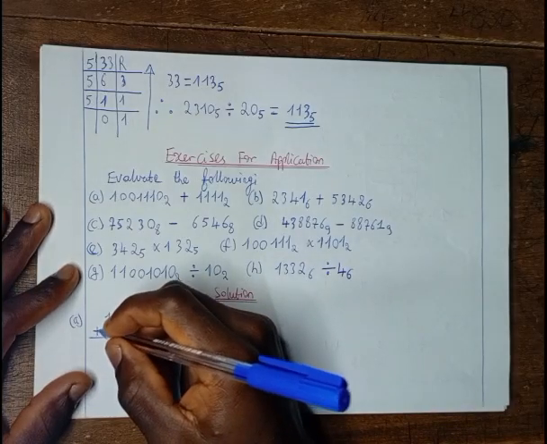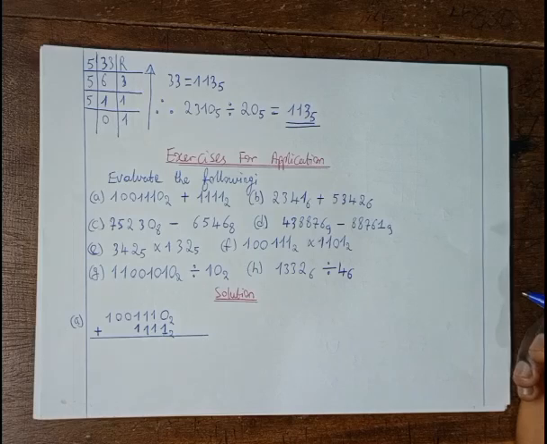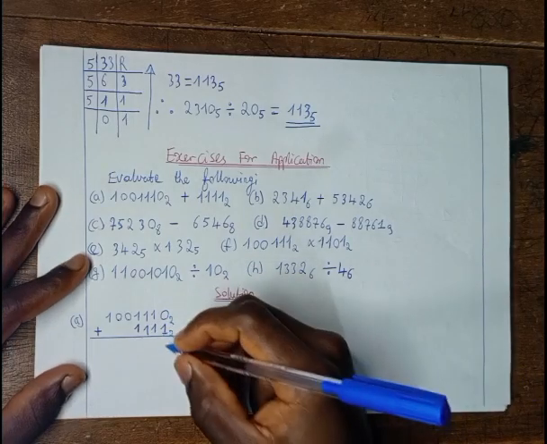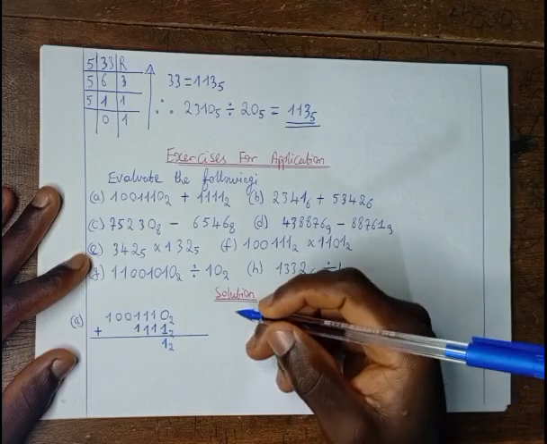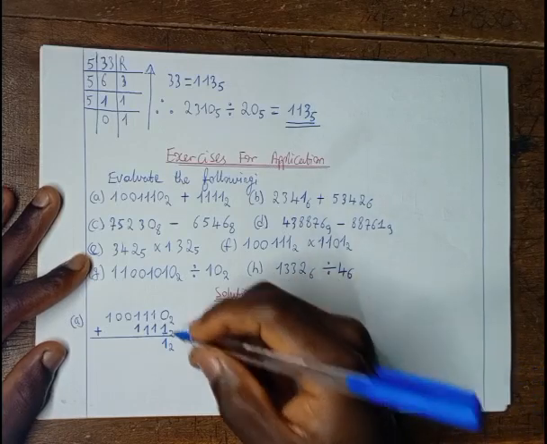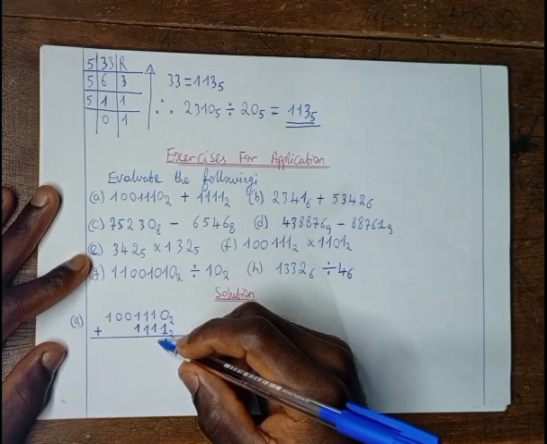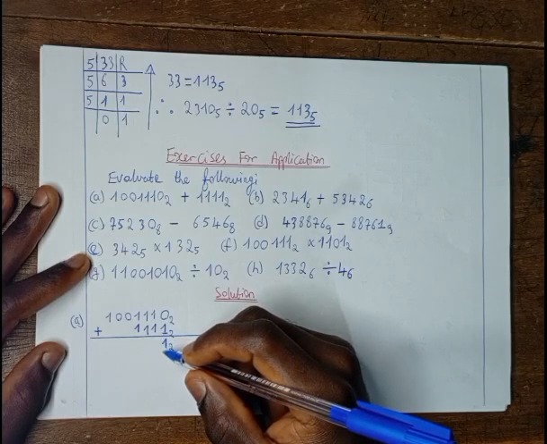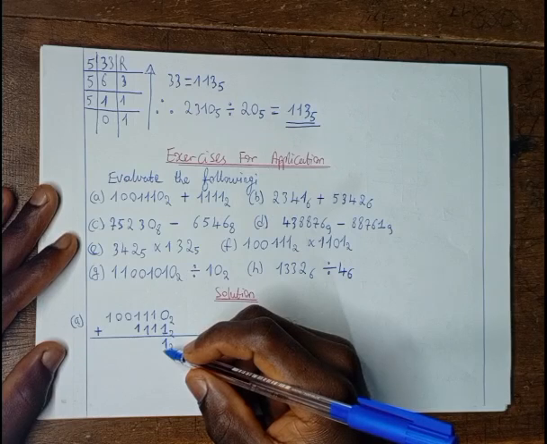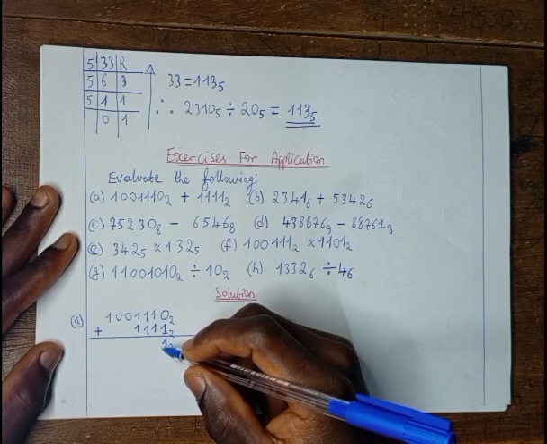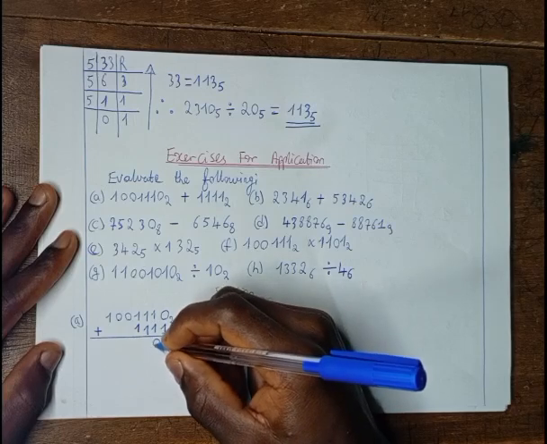We add the digits starting from the right hand side to the left. 0 plus 1 gives us 1. We put the base. 1 plus 1 gives us 2. Since we are working in base 2, it will be wrong if we write down the digit 2 here. We are going to divide 2 by 2. We write down the remainder, then we carry the whole number part. 2 divided by 2 gives us 1 remainder 0. We are going to write 0 here.